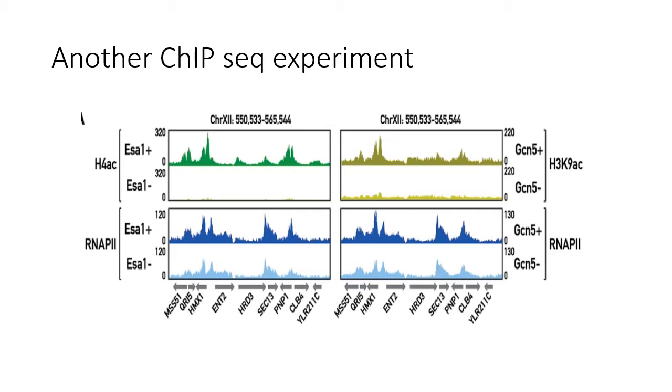But if we look at RNA polymerase occupancy, again, we see that even in the GCN5 mutant, in the absence of that histone H3 lys9 acetylation, RNA polymerase still occupies pretty much the same regions as it did in the wild type.